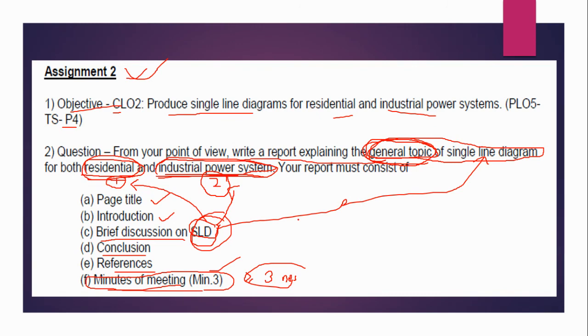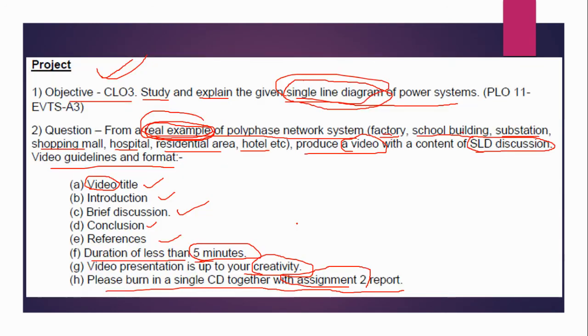Okay, and then again, to wrap up or to recap on project. So this is the real example you may find online of polyphase network system. It can be from factory, okay, it can be from school building, it can be from substation, whatever it is. Make sure it is a real example, the real one. And I would like to know, where do you find, where is the location of the factory, where is the location of school building. Remember, it's a real one. And then from there you must produce a video.